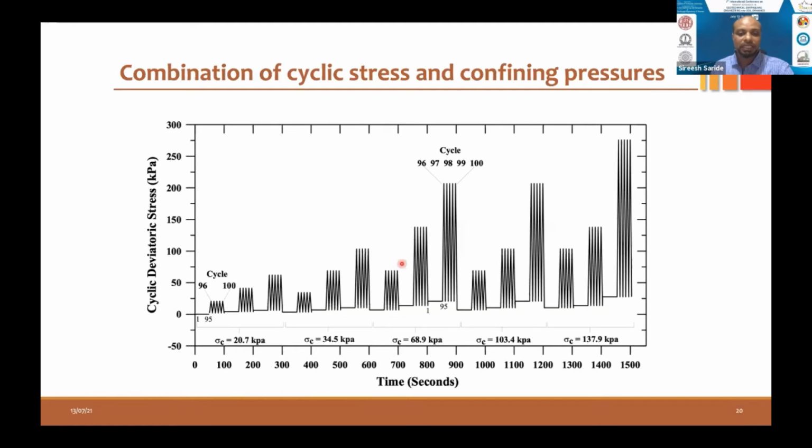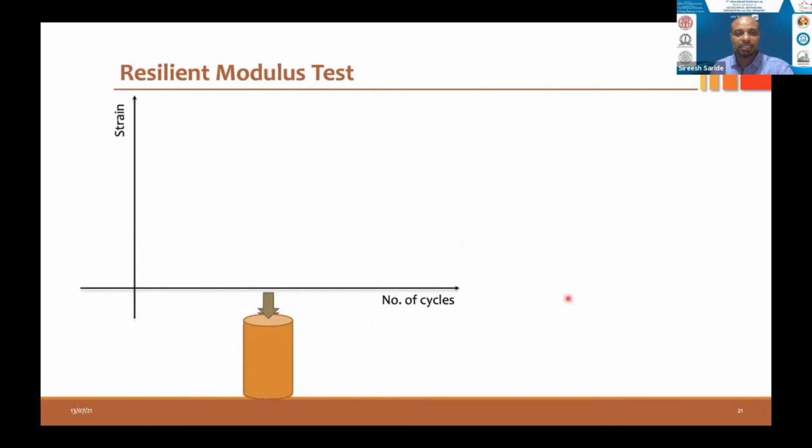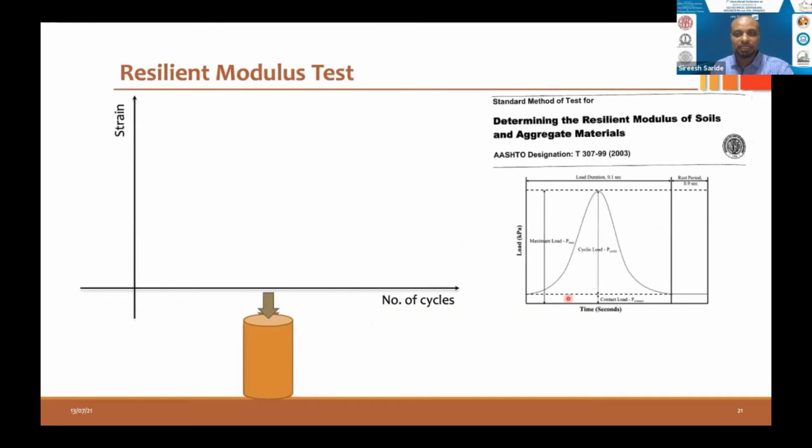So based on that, 5 combinations of confining stresses and 3 combinations of deviatoric stresses are considered on the element, and that gives us 15 combinations. And each combination of the stress, like one confining pressure, one deviatoric stress, will be applied for 100 cycles, and the series will continue. And this is a small animation. This is actually done as per AASHTO design guideline.